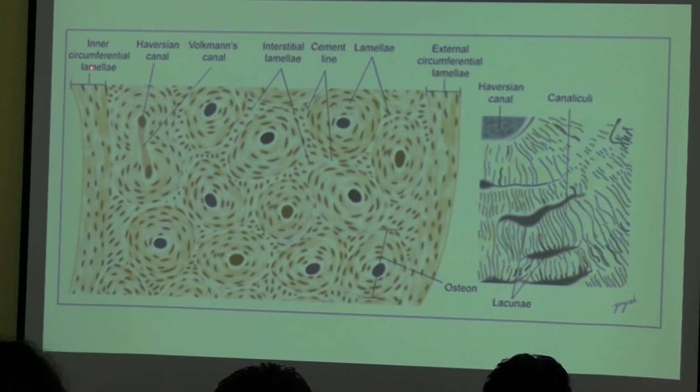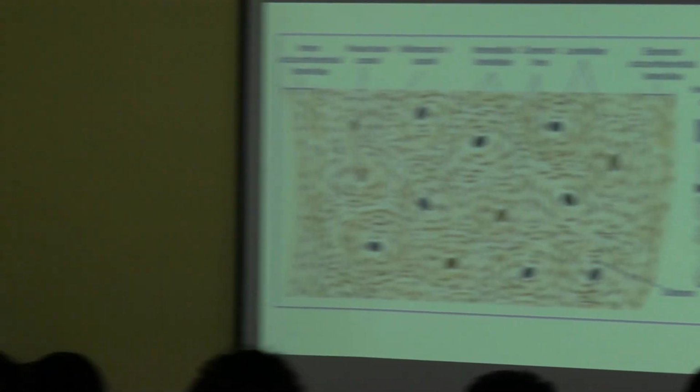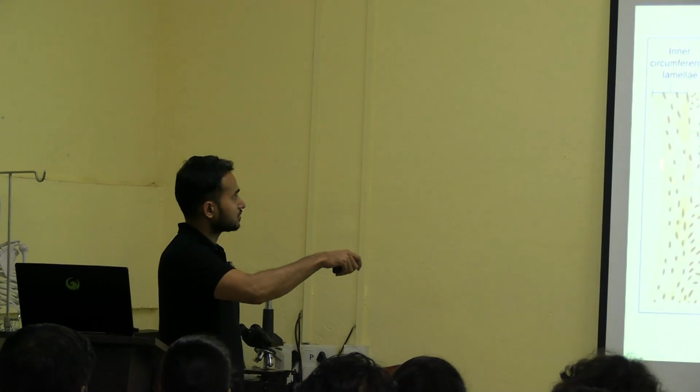So what you can see, first you can see the circumferential lamellae. तो circumferential lamellae कहाँ पे रहता है? Periosteum will be there. Just deep to the periosteum, the lamellae which will be there. This is circumferential lamellae, which is parallel to the surface. As you can see, they are parallel to the surface.